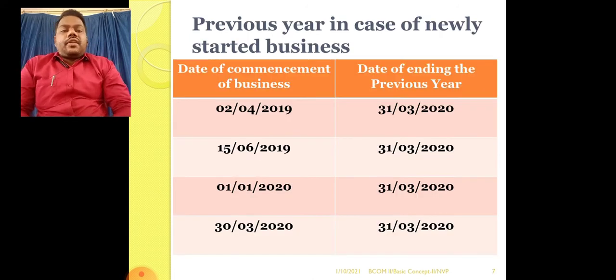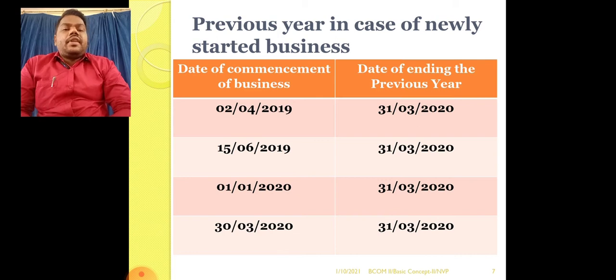Now, from this table, we can see the difference between assessment year and previous year. Previous year, in case of a newly started business: if a business is newly started, what should be its previous year? The date of commencement of business is shown in one column, whereas the date of ending the previous year is shown in the other column. Suppose a business is started on 2nd April 2019, the date of ending the previous year will be 31st March 2020. Again, suppose the business starts on 15th June 2019, it will end on 31st March 2020.